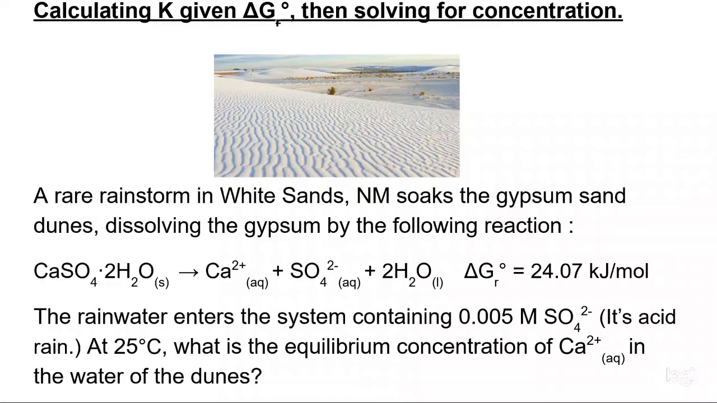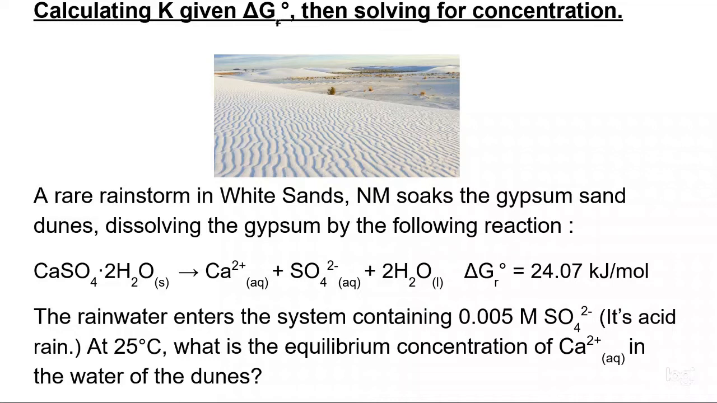Okay, now let's add a little wrinkle. Now we're not going to be given K, we're just going to be given the Gibbs free energy of reaction, so we have to determine K, and then use K to solve for the concentrations of products and reactants in the reaction. And the problem is as such.